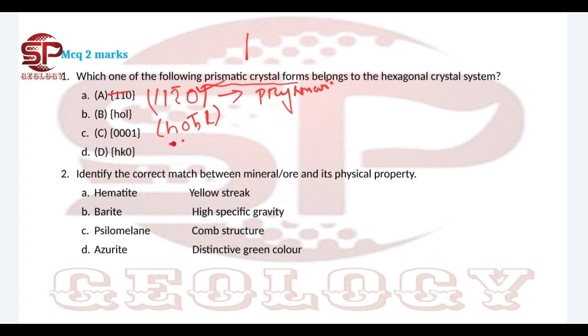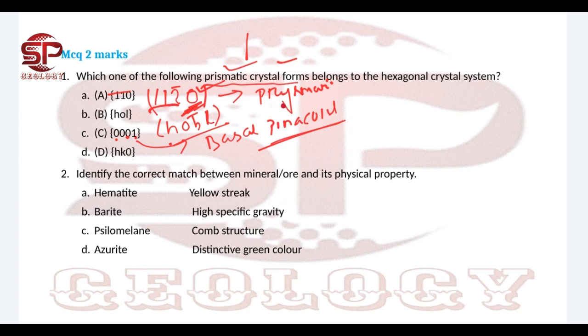H knot H bar L is not prismatic. Then knot knot 1 is the basal pinacoid. So from this you can say here this place is 0, which is the C place, so the C place is parallel to all faces. When the C axis is parallel to all faces, that will be considered as a prism. So the prismatic crystal form belongs to 2 bar 1 knot.